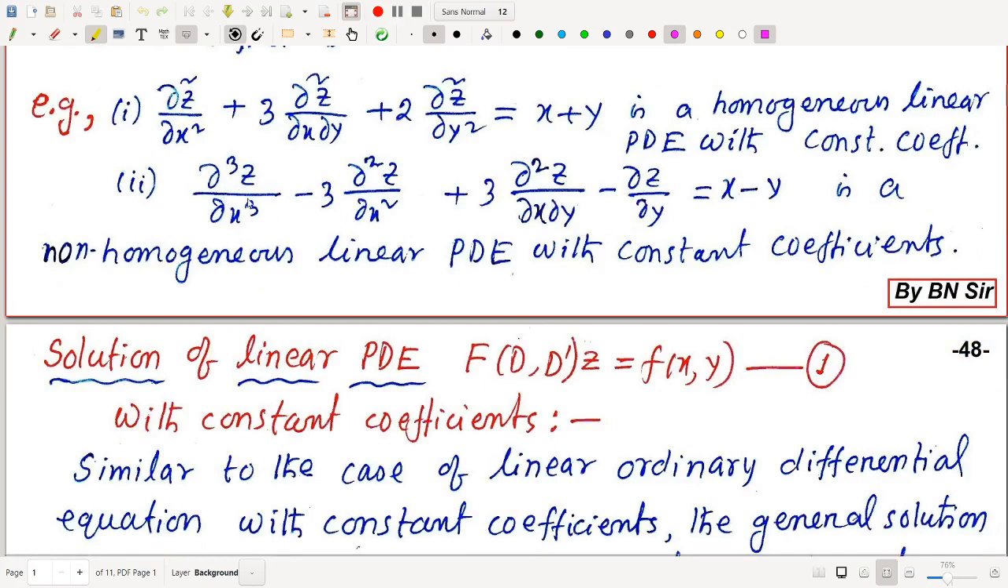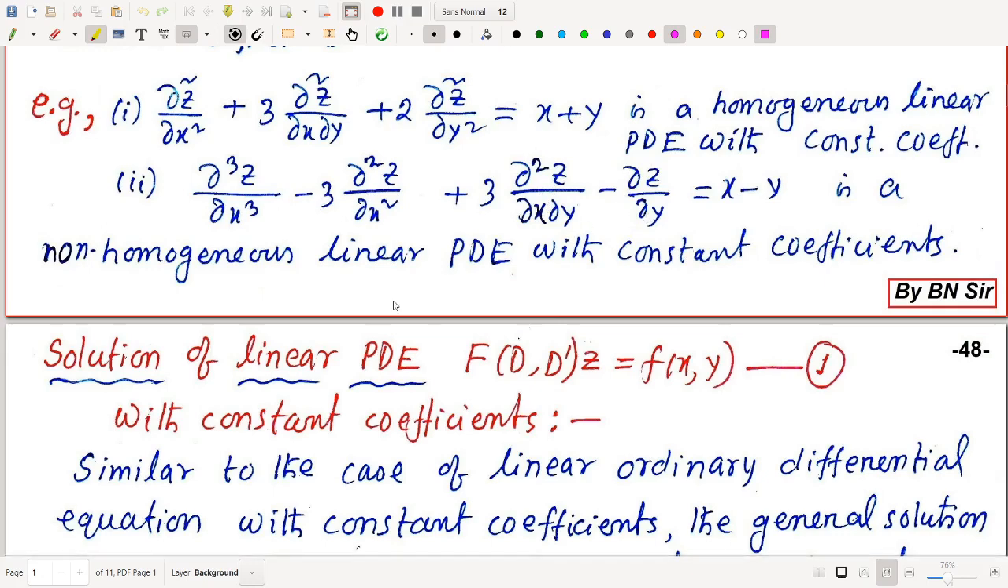Number 2, ∂³z/∂x³ minus 3 into ∂²z/∂x² plus 3 into ∂²z/∂x∂y minus ∂z/∂y equal to x minus y. This PDE is a non-homogeneous linear PDE with constant coefficients, because see, the first term is a third order derivative, the second term is second order, the third term is again second order mixed, and the fourth term is a first order partial derivative.